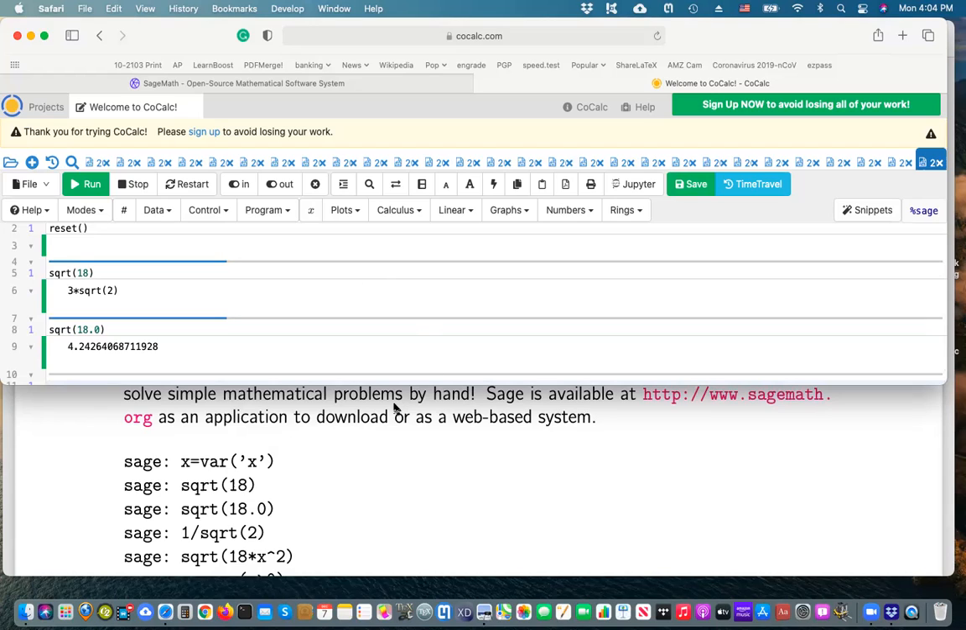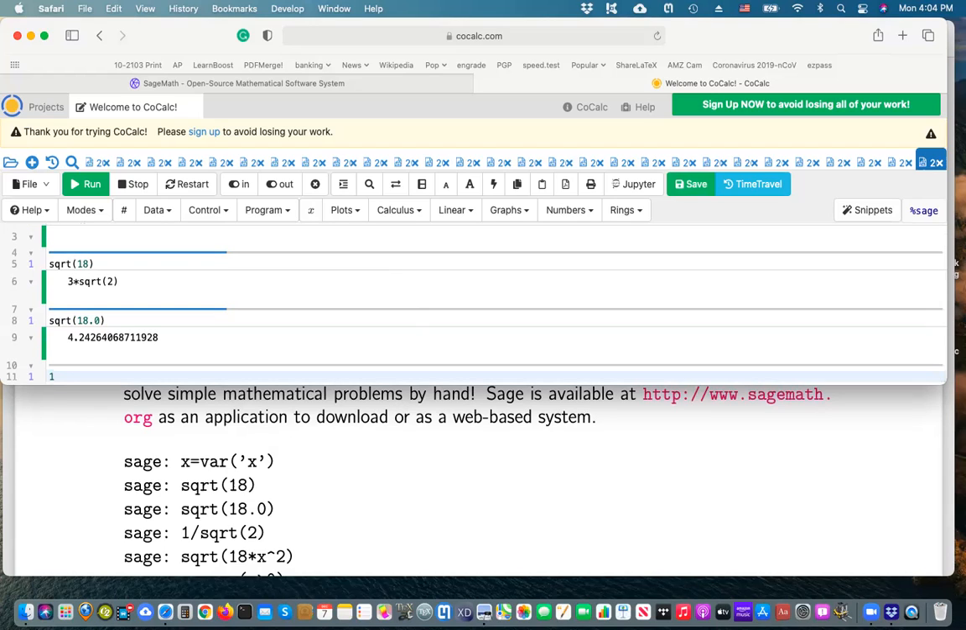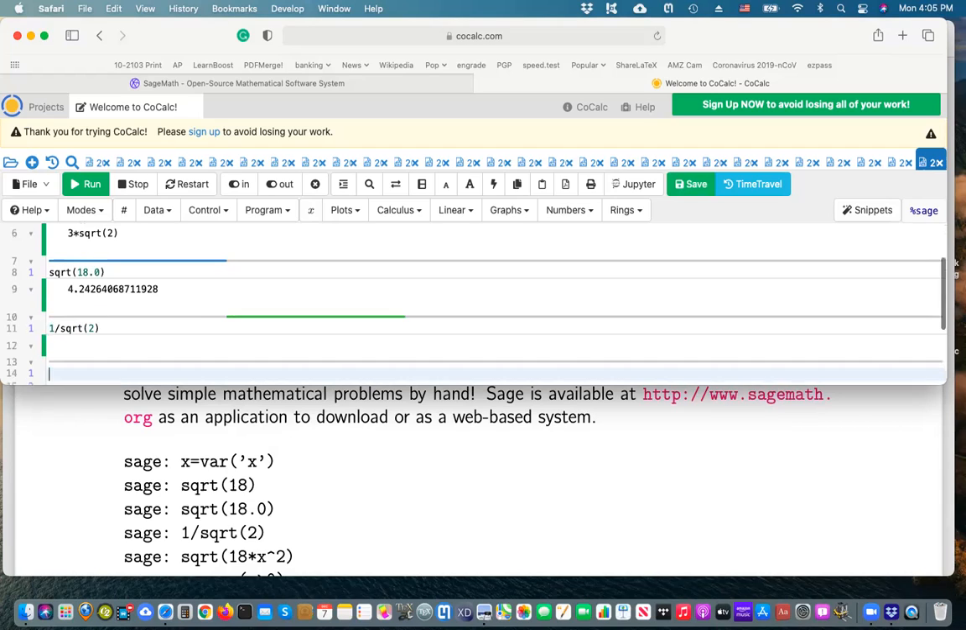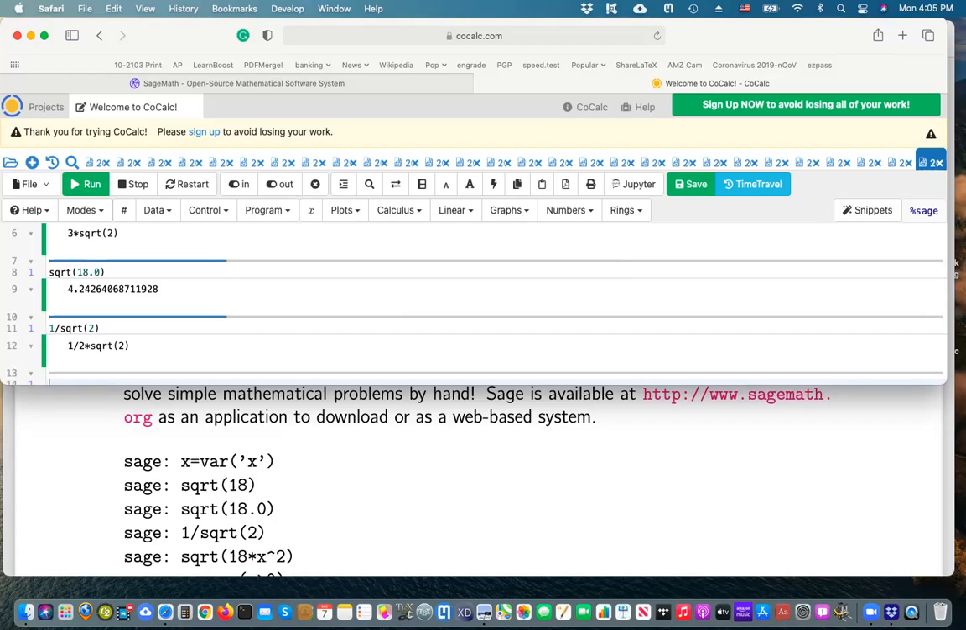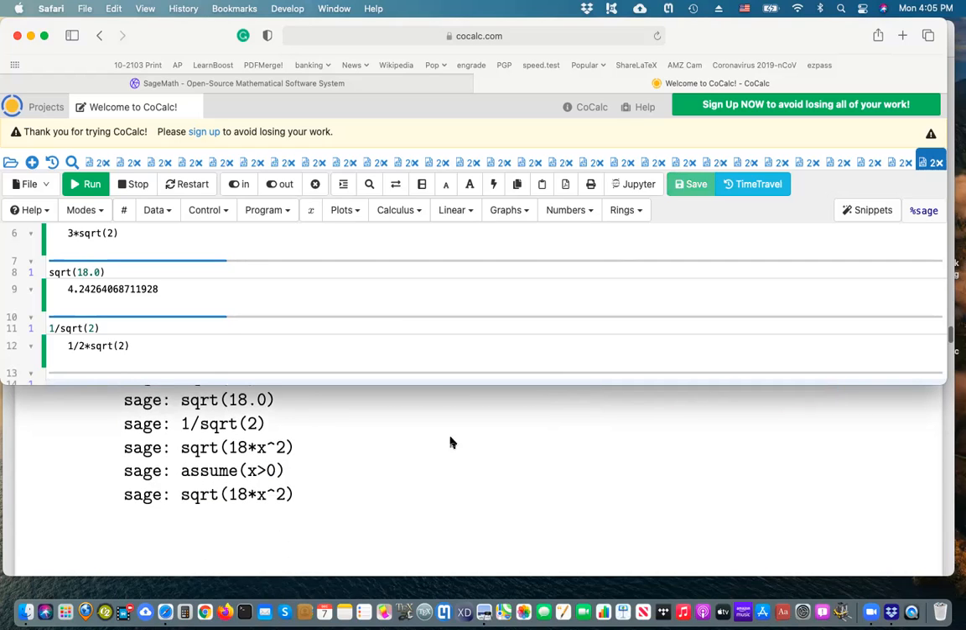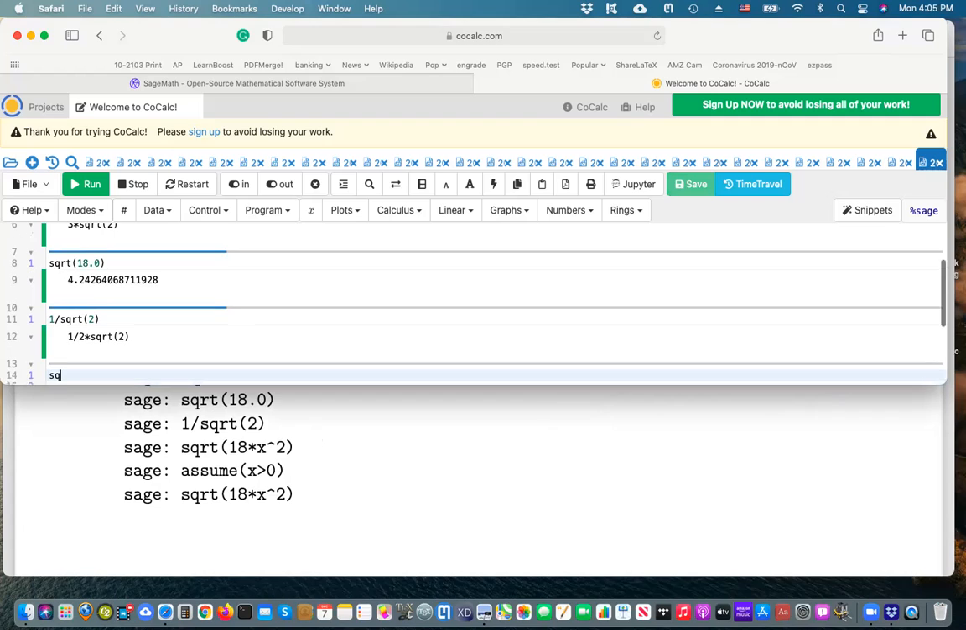All right. Let me do 1 divided by square root of 2. What happens? Again, shift return. Hey, look, it returns the correct answer. You may not realize that, by the way, but that's really square root of 2 over 2, which is exactly what it should be.